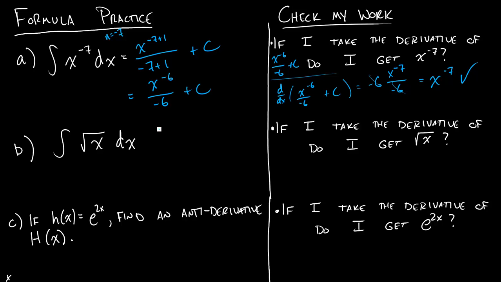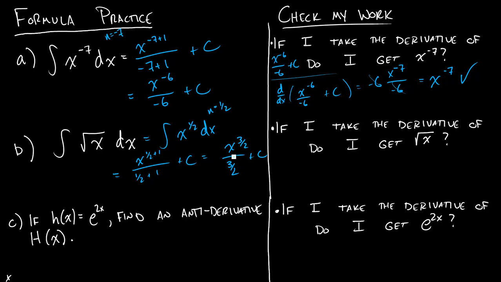That was good. How about if I get something like this square root? You might say, oh, we didn't get a rule for square root. What are you doing, crazy man? Well, turns out this is really x to the 1/2, which we've kind of used as a trick before, right? And so here I have n equals 1/2, and so my formula tells me that I would want x to the 1/2 plus 1 divided by 1/2 plus 1 plus c, which is going to be equal to x to the 3/2 over 3/2 plus c.